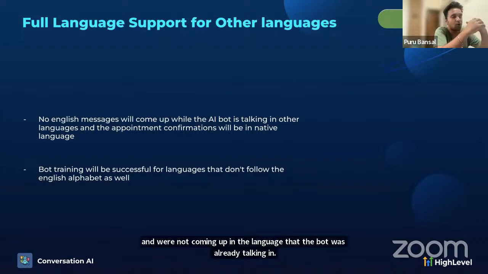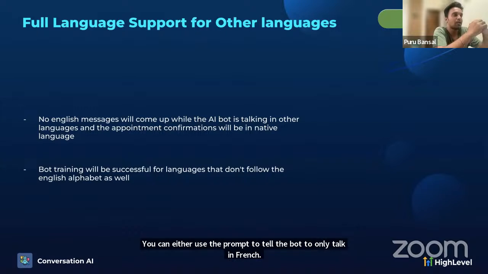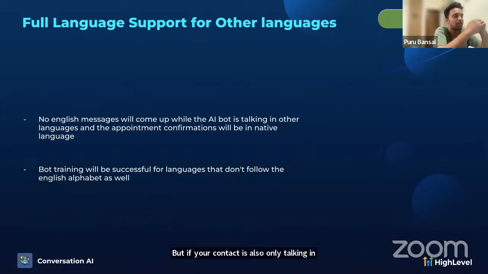Now we have removed all of those English messages, and any message that the bot sends will be in the native language that the contact is talking in. You can use the prompt to tell the bot to only talk in French, but if your contact is also only talking in French, the bot will continue to have a fully native-level language without any confirmation message in English coming up.